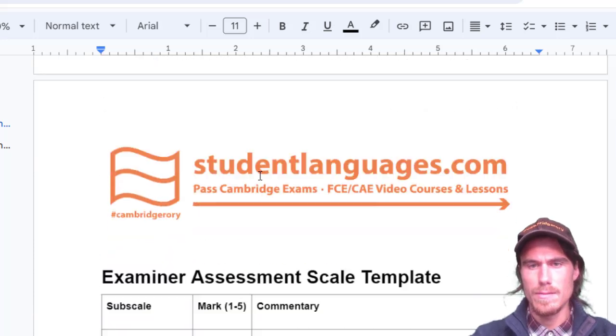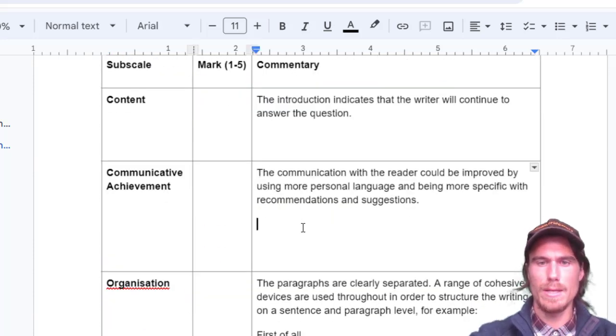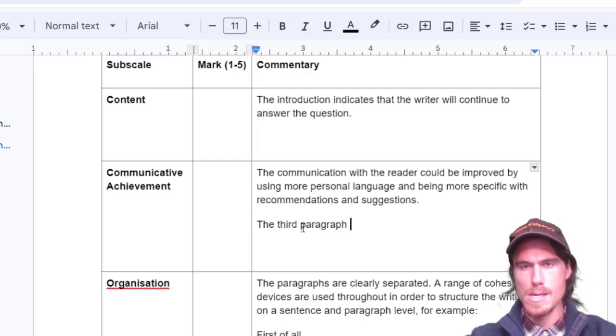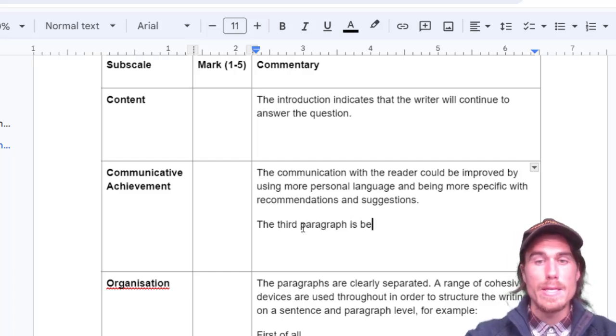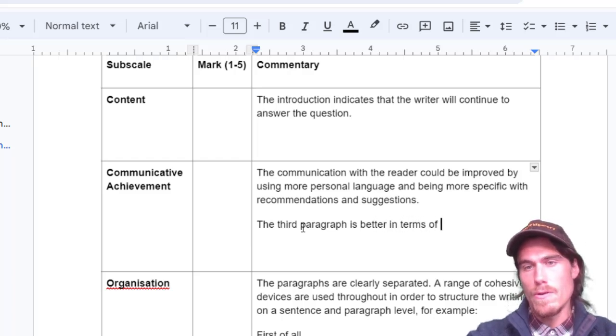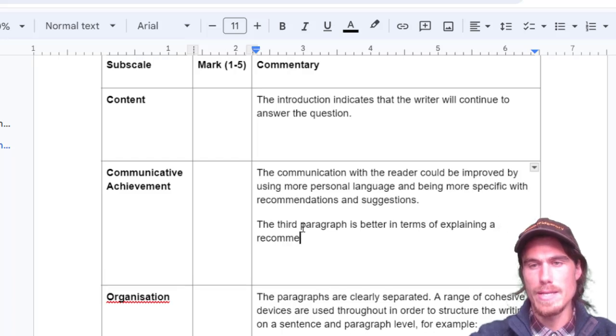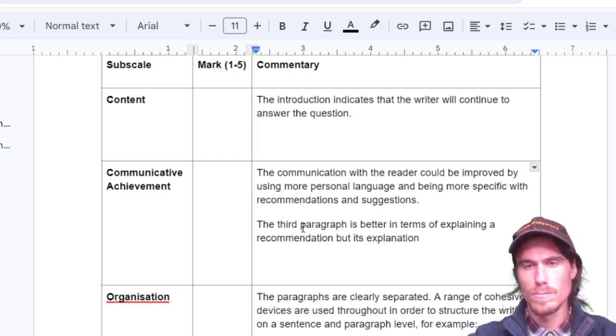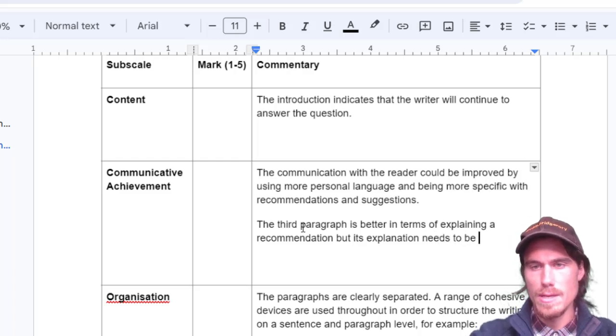And again, the communicative achievement. The third paragraph is better in terms of explaining a recommendation, but its explanation needs to be improved.